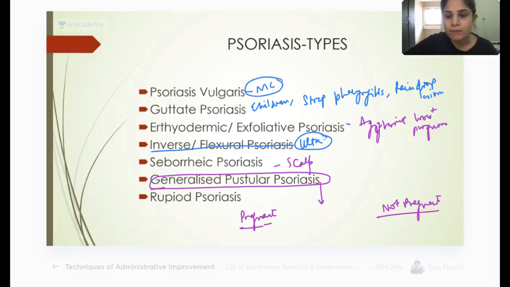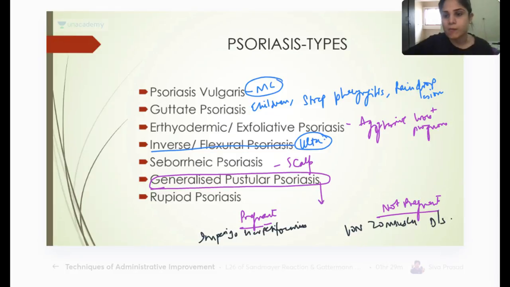Very good, Tariq. Very good, Harsh. So if the patient is pregnant and she has pustular psoriasis, you will call it impetigo herpetiformis. It has nothing to do with scarlet fever or the impetigo that you see in children. The name of this disease is impetigo herpetiformis. And if the patient is not pregnant, what do you call it? Then it is called Von Zumbusch disease.